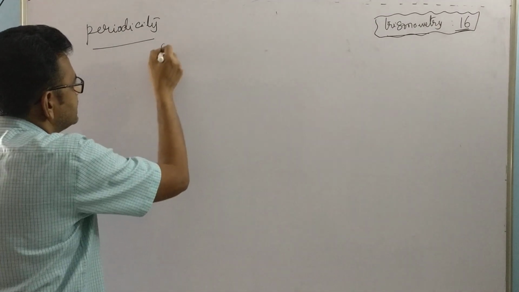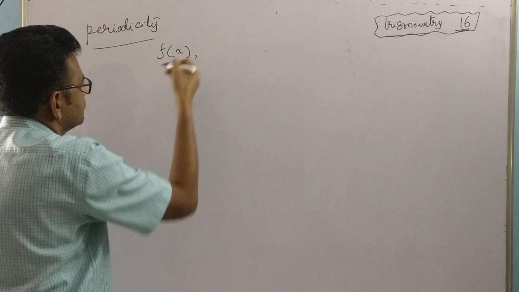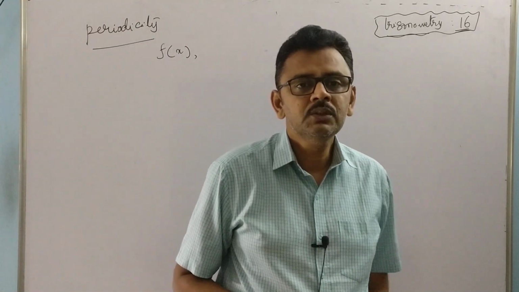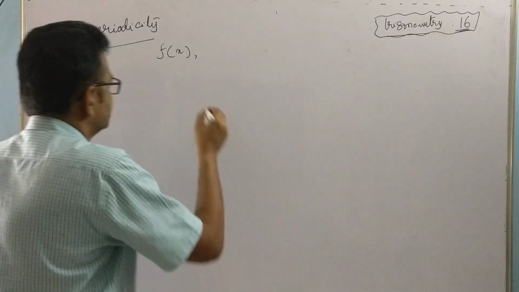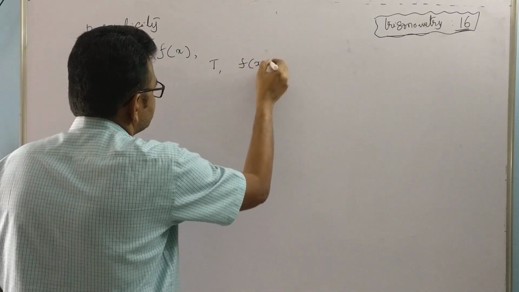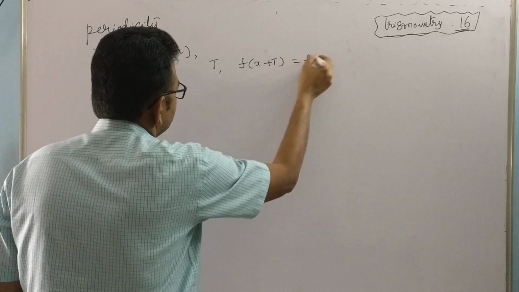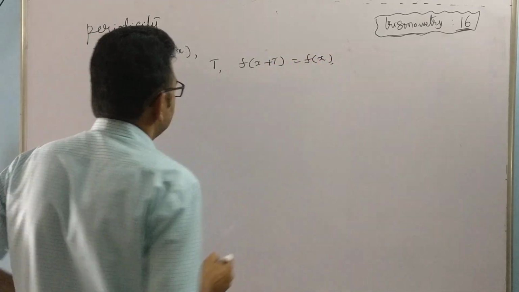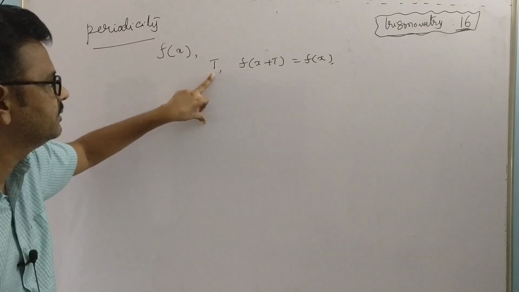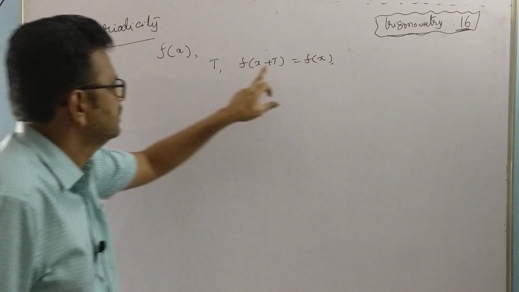If f of x is a function, then there exists a least positive real number t such that f of x plus t is equal to f of x. Then the least positive real number t is called the period of the function f of x.